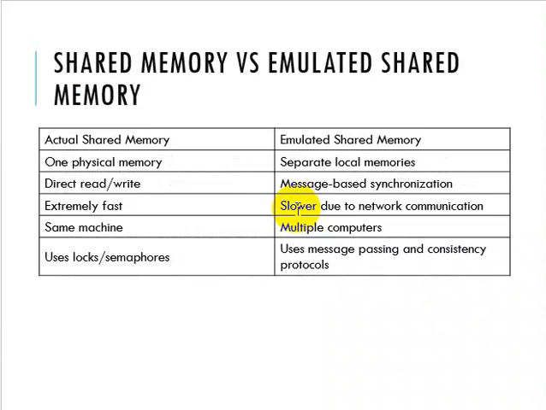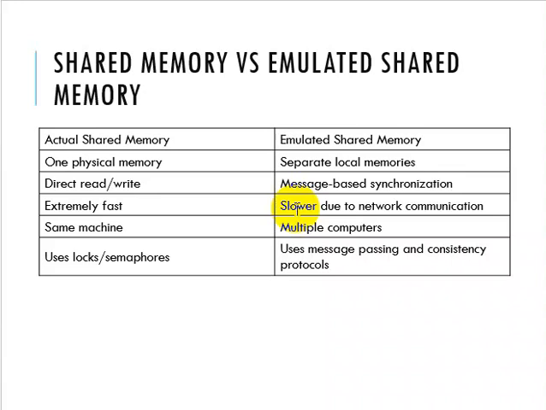Now we are going to discuss shared memory versus emulated shared memory. Actual shared memory exists only within a single machine, making communication extremely fast. Emulated shared memory works across multiple computers where synchronization happens through messages over a network. Although it is slightly slower, it provides excellent scalability and allows geographically distributed systems to work together.